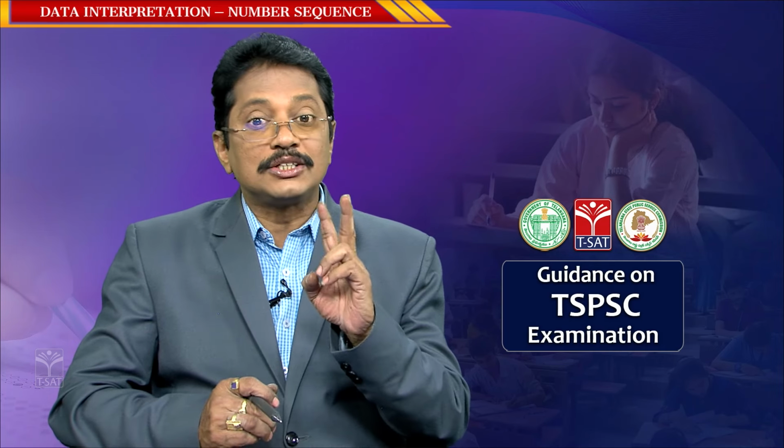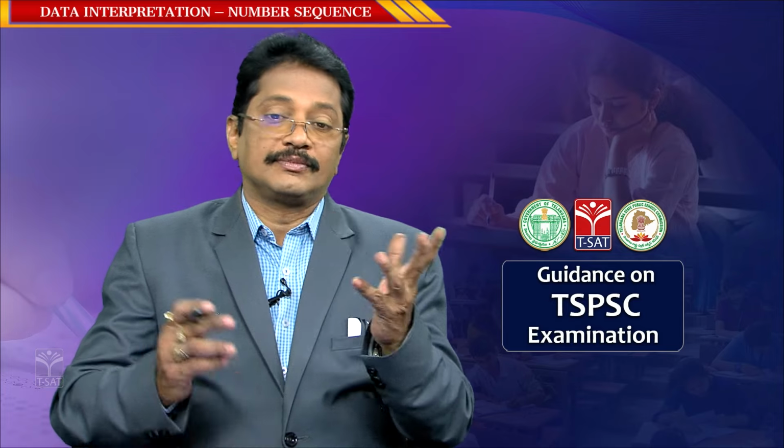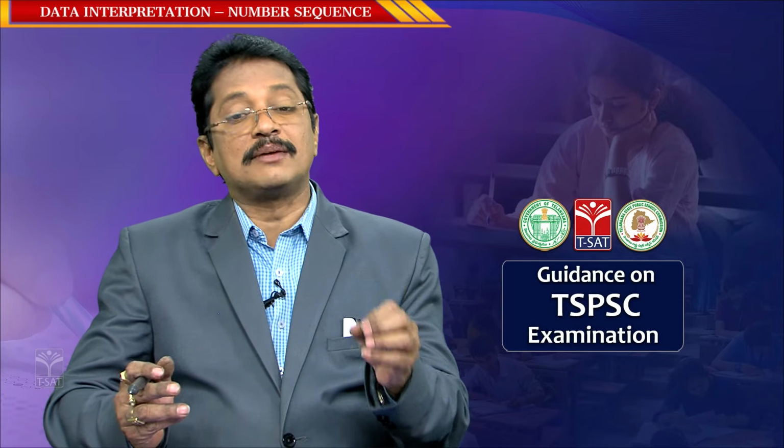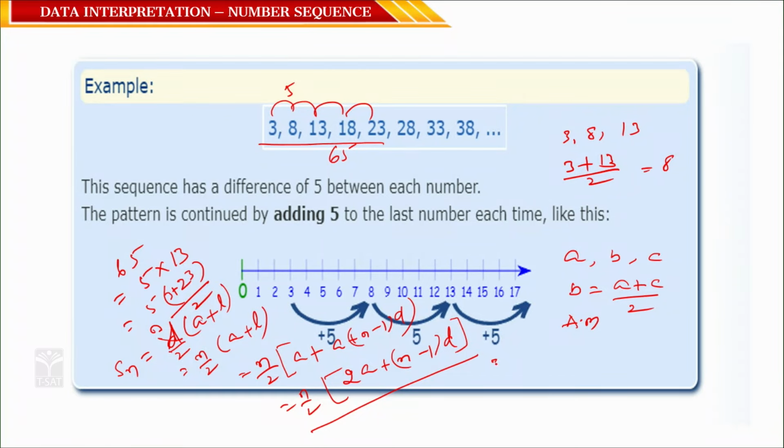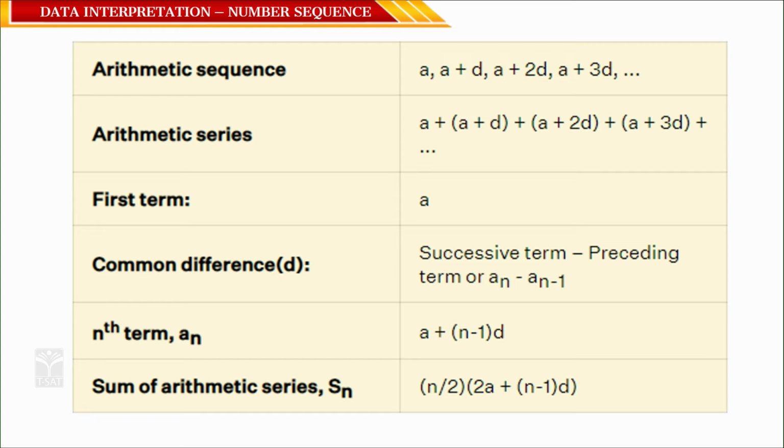Clear? So you learned the 2 formulas: the nth term and the sum of n terms. The nth term is a n equal to A plus n minus 1 into D, and the sum of n terms S n is equal to n by 2 into 2A plus n minus 1 into D. You learn these 2 formulas. When A, B, C are 3 numbers in AP, then the arithmetic mean is equal to A plus C by 2. Clear? Okay. Now we will see once again in a very clear mode.